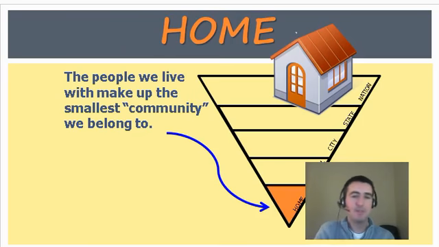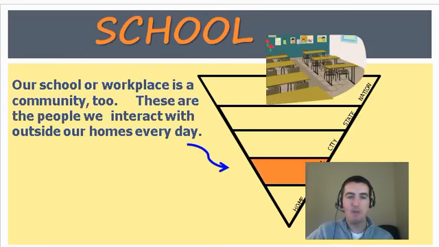Let's look at your house, for example. The people we live with make up the smallest community we belong to. You and the people that are in your home are a community because you're sharing an environment. That environment is your house. Where we work or where we go to school, that's a community as well. These are the people we interact with outside our homes every day. We share an environment. That environment is our school.